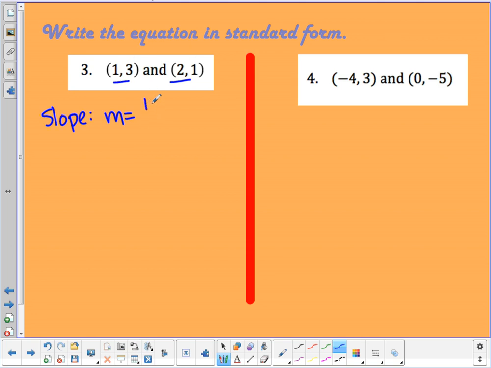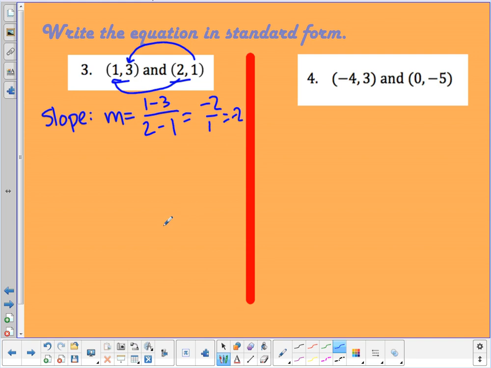So if I do 1 minus 3 over 2 minus 1, and let me just be clear, that's this 1 minus this 3, and this 2 minus that 1. Y's on the top, x's on the bottom. That's not point and point, even though it looks like it could be. It's y's on the top, x's on the bottom. So 1 minus 3 is -2. 2 minus 1 is 1, so that's just a -2. So -2 is my slope.